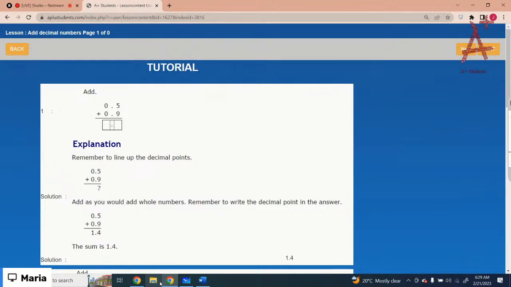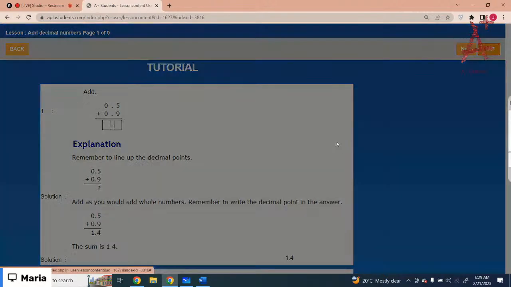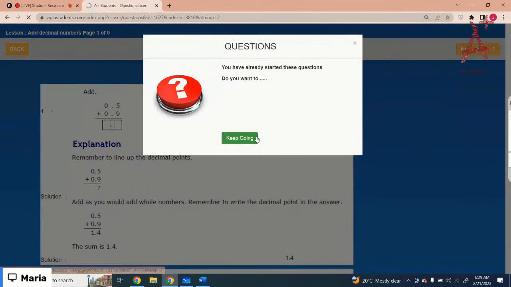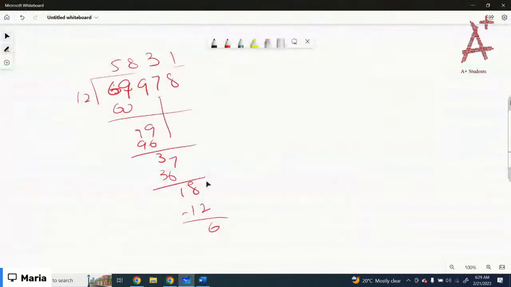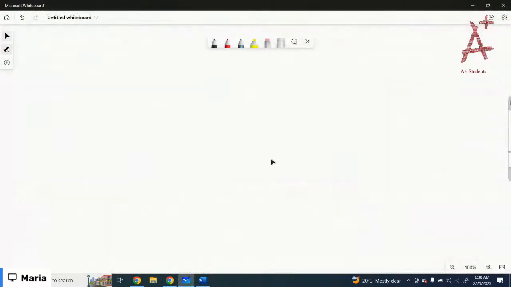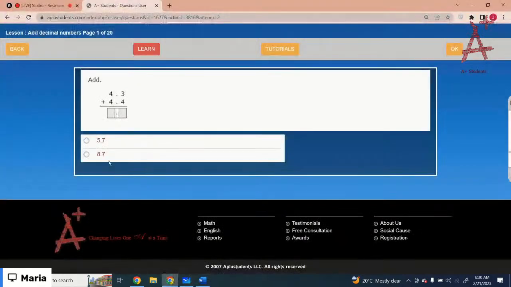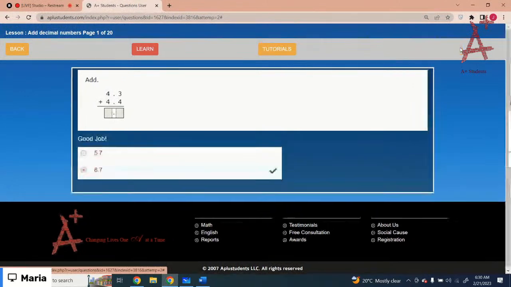So let's just start with the test questions. Okay, 4.3 plus 4.4. Arrange them one above another. Like the decimal point must be one above another. Got it? Like this one. Okay, you can add 4 plus 3 is 7 and 4 plus 4 is 8. So it would be 8.7. Got it? So the correct option is 8.7. So just select the correct option, then click on the OK button.